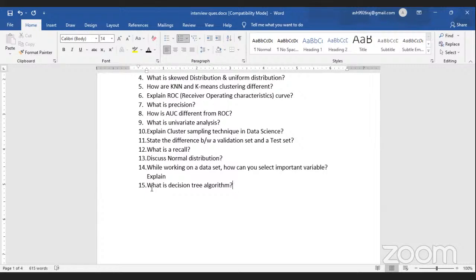A decision tree is a popular supervised machine learning algorithm. It is mainly used for regression and classification. It breaks down a data set into smaller subsets. The decision tree can handle both categorical and numerical data. That is called a decision tree.